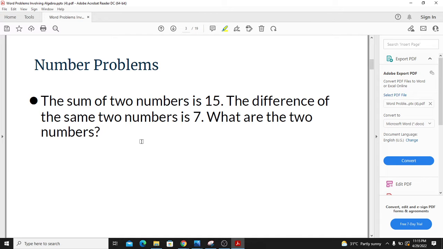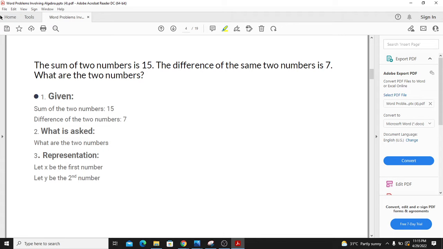So say for example, we have a number problem here. The sum of two numbers is 15. The difference of the same two numbers is 7. What are the two numbers? So the given: we have the sum of two numbers is 15, and the difference of two numbers is 7. Now, what is asked? Of course, this one: what are the two numbers? So we will need to find the two numbers that this problem is talking about.